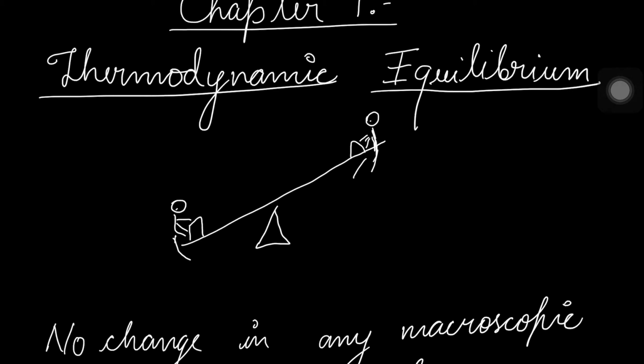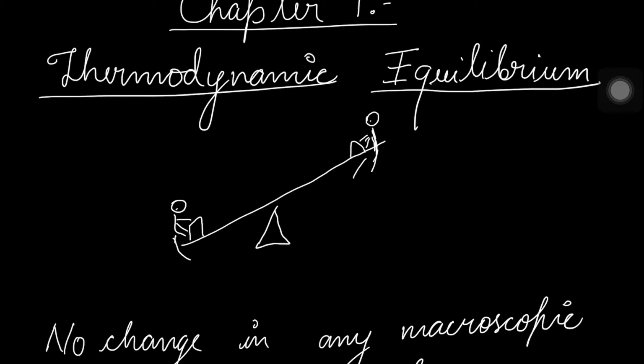And why is that? Because one guy has a much higher potential energy, and the other guy on the other side, let's say they both weigh the same, has lower potential energy. Until they both come to the same height and have the same potential energy, this won't come to an equilibrium state. So this is what an equilibrium is.